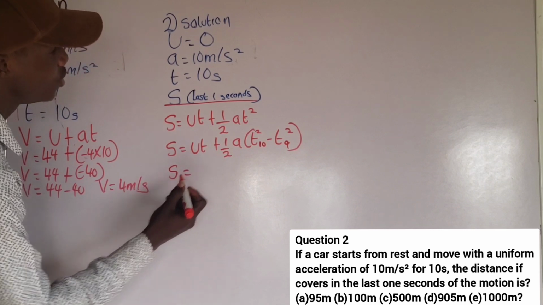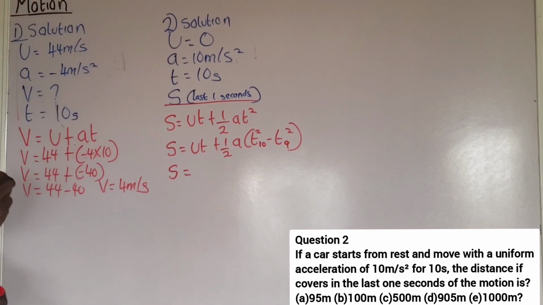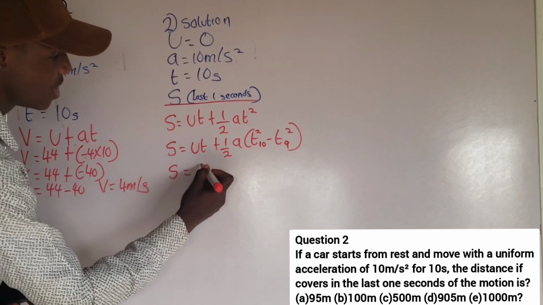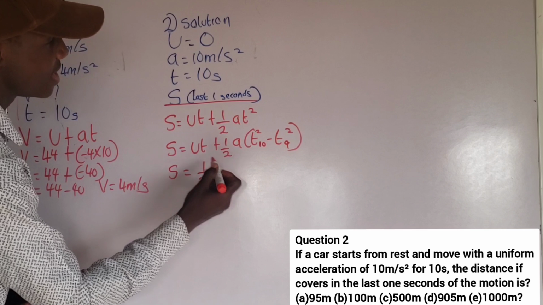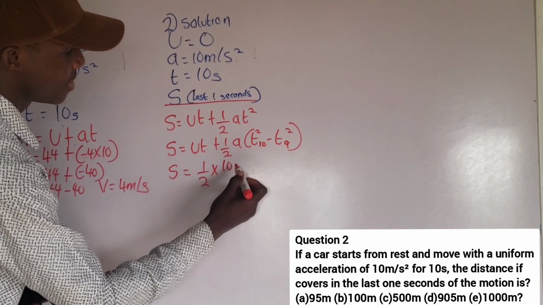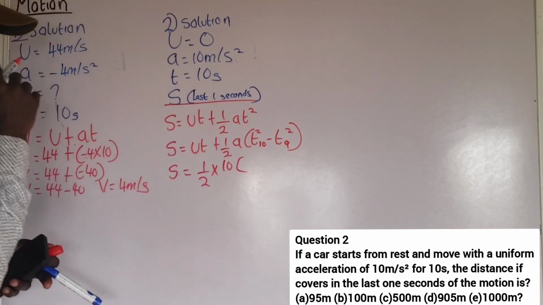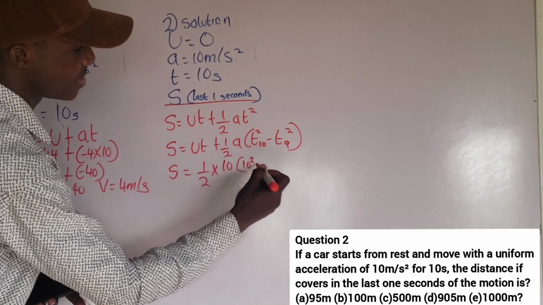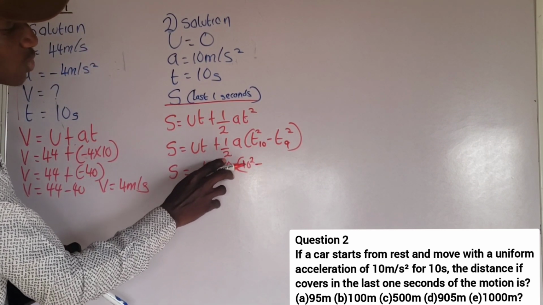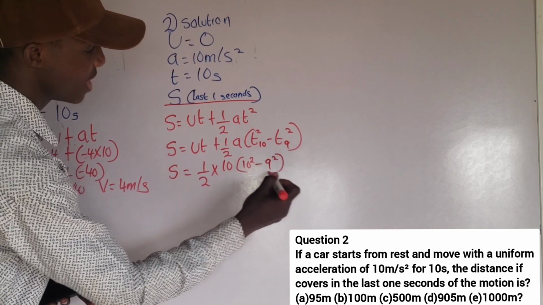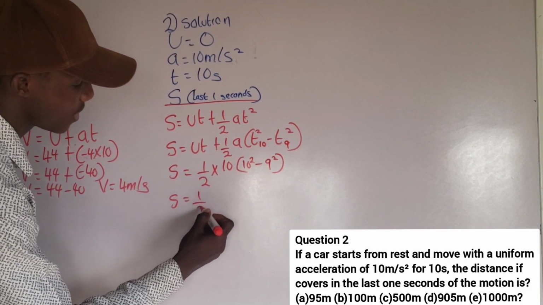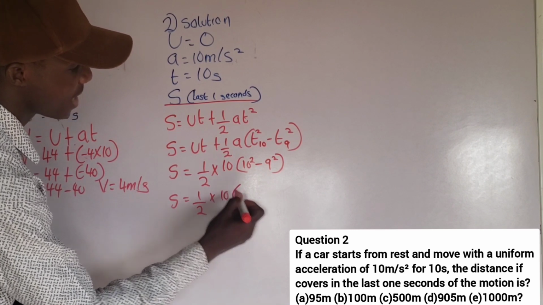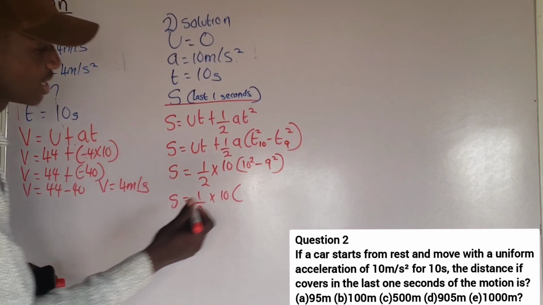I'm going to have S equals ut. Because u is 0, automatically ut will be 0, because when we take the product of t and 0, that will be what? 0. Even though we have a significant value of t, which is 10, 10 multiplied by 0 is what? 0. So here I'm going to have 1 over 2 multiplied by a. A is 10. All into brackets, t10 squared is 10 squared minus, when t equals 9, that will be 9 squared. Okay? So here I'm going to have s equals 1 over 2 multiplied by 10 multiplied by 10 squared minus 9 squared. That will be what?